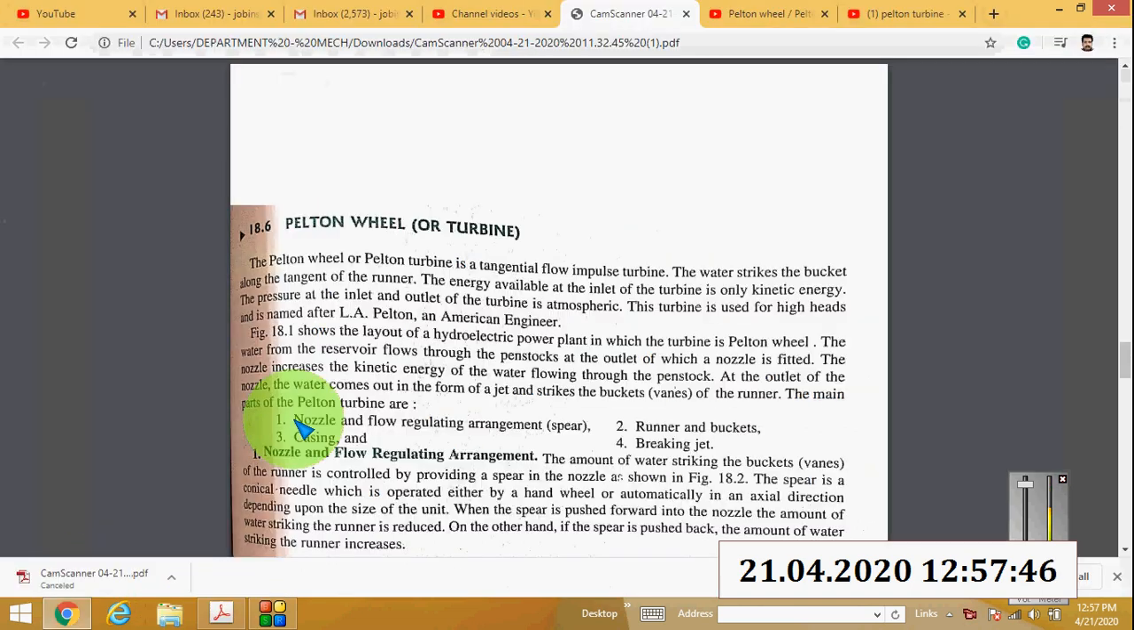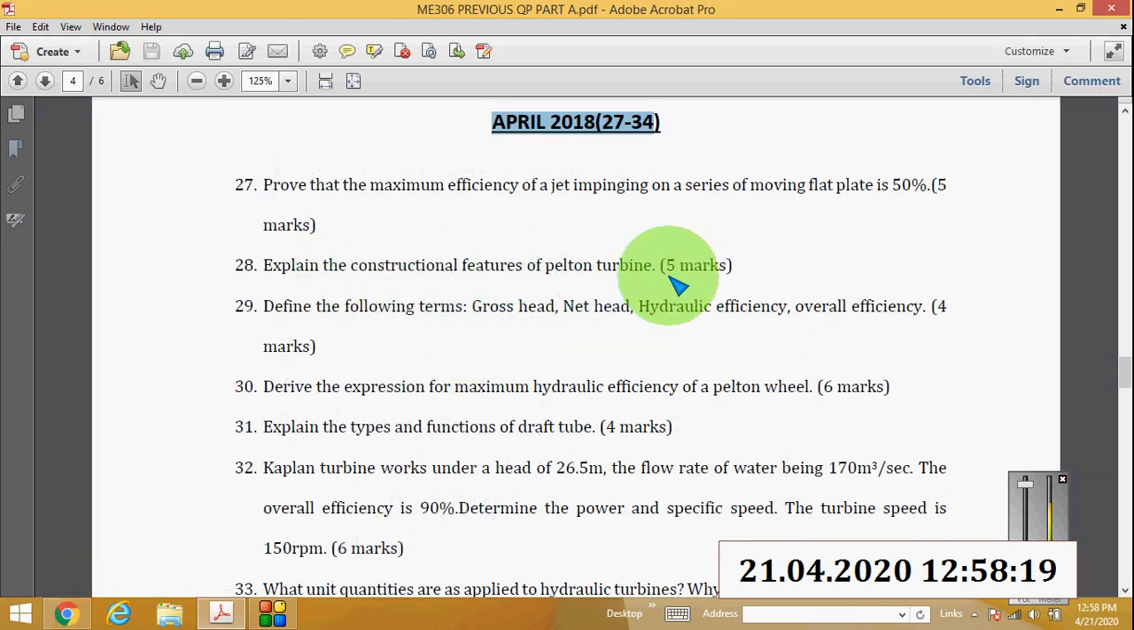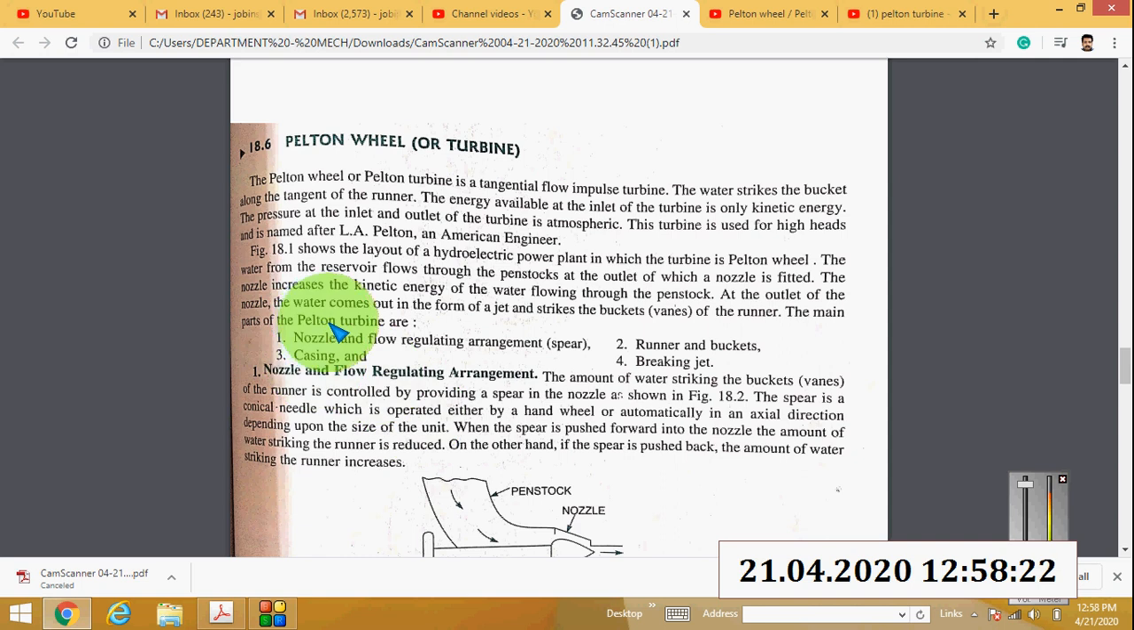Okay, so I will explain. The constructional features means what are the main parts of a Pelton turbine. That is very important. The main 4 important parts are: number 1, nozzle and flow regulating arrangement, that is called a sphere; number 2, runner and buckets; number 3, casing; and number 4, braking jet. These 4 are the main parts of a Pelton turbine. When the question asks for constructional features of a Pelton turbine, you have to write these main parts.